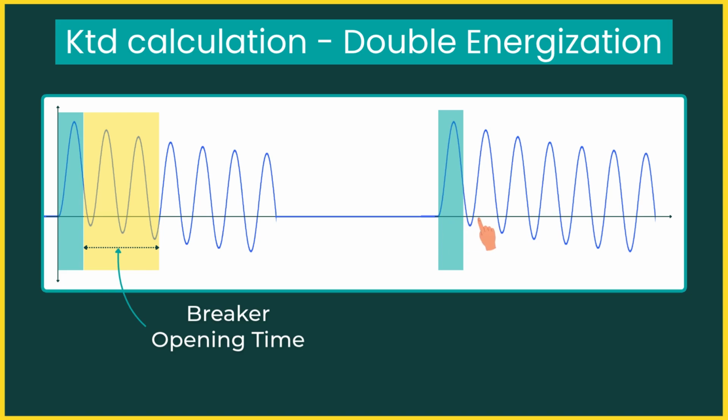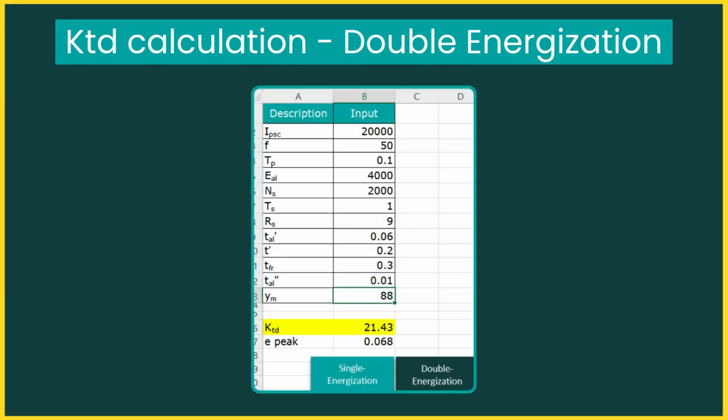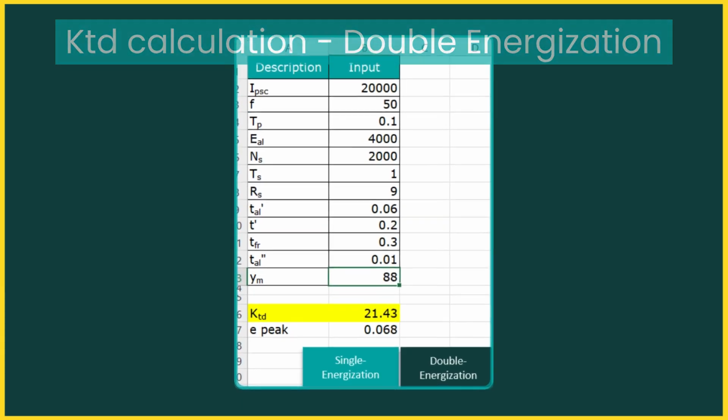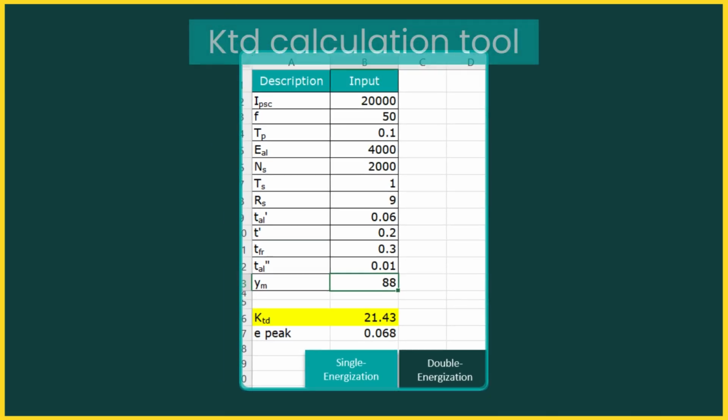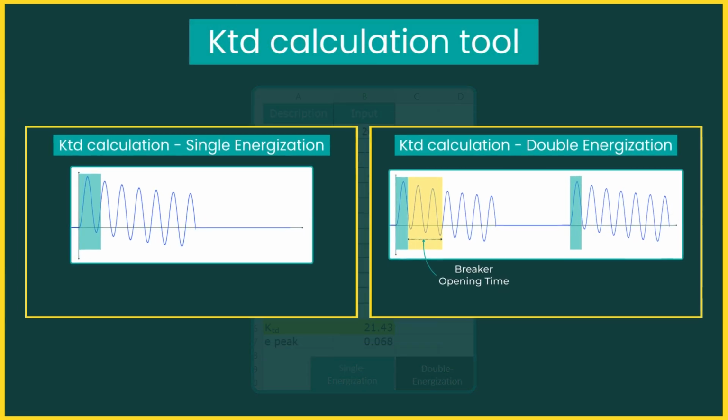But during the second energization, once the relay issues the trip, the rise in CT flux no longer affects relay operation, because the relay has already acted. So, the breaker opening time is not included in the second energization. When we run this second case in the tool, the required Ktd drops sharply, from 40 down to around 21. This small timing difference has a big impact on CT design. And our Ktd Sizing Tool automatically accounts for both energizations, giving you the optimum Ktd without oversizing the CT core.